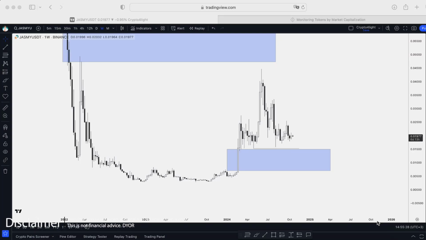Today we'd like to talk about the Jasmy USDT trading pair with my custom indicator set updates. Let's dive in.